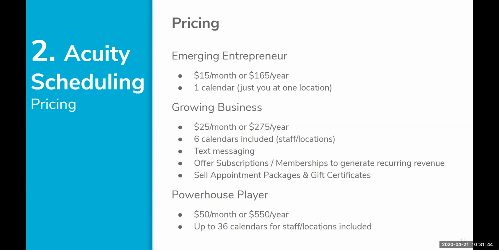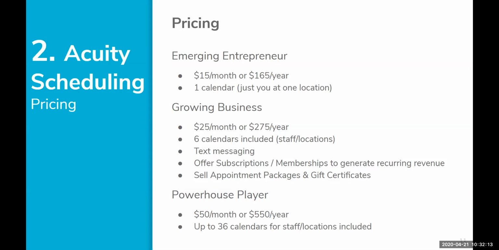It also has text messaging, which is kind of cool. So you know how sometimes you might book an appointment with somebody and then you'll get a text message alert? That is from a tool like Acuity. So you'll have to pay a little bit more to get that. So it'll text your clients reminders of their appointments and all different kinds of fun functions there. You can also offer subscriptions and memberships to generate recurring revenue. And then you can sell appointment packages and gift certificates through the Growing Business.